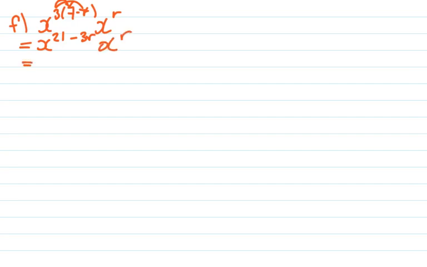Now both my powers have a base of x, so I can combine their exponents. They're being multiplied together, which means I can add the exponents. So I'm left with x to the power of 21 minus 3r plus r. And then I'll just simplify that again. Negative 3r plus r is negative 2r, so 21 minus 2r.